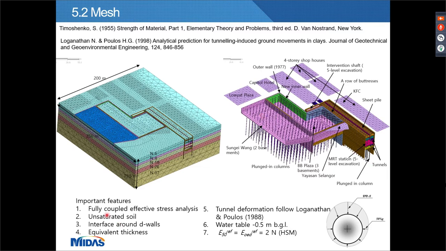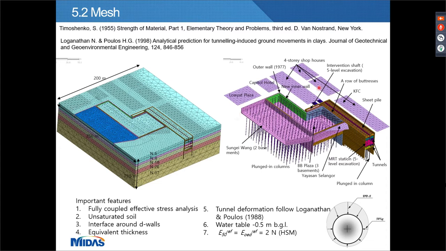This is a fully coupled effective stress analysis. We model the ground water flow for every construction stage. The property of the unsaturated soils is essential for transient flow analysis. Interface with low permeability with K value of 1 to the power of minus 10 meter per second was modeled for the walls. We model the surrounding buildings with equivalent slab following the parallel axis theorem by Timoshenko, so that we can output the strain and compare against the Boscardin charts that I'll show later.